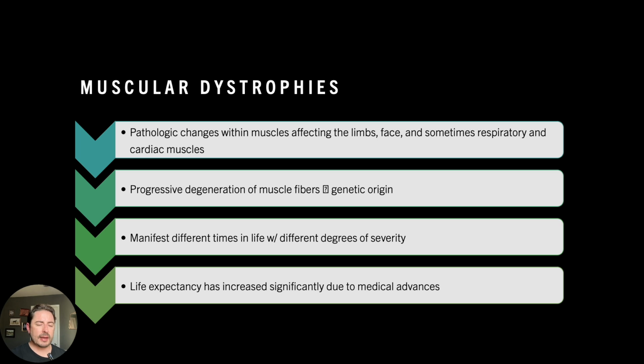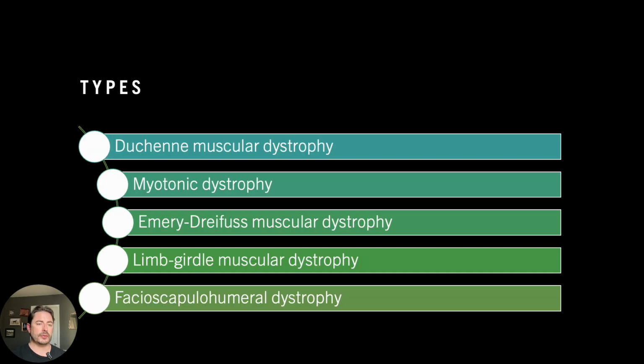So these have something that's a little bit different than the previous neuromuscular disorders that we've been talking about. Muscular dystrophies may manifest at different times throughout life with different degrees of severity. So these disorders can be transferred as dominant genes or recessive genes or X-linked traits, and they're typically sporadic in cases. One of the most common muscular dystrophies that we will talk about is Duchenne muscular dystrophy, or DMD.